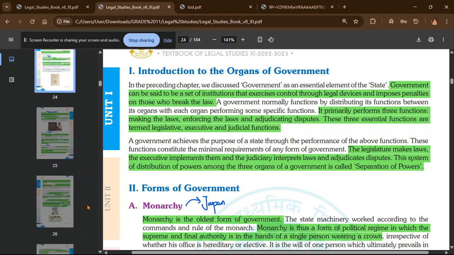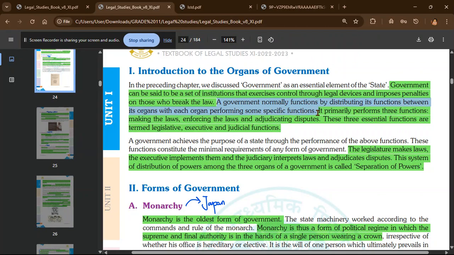So basically, your legislature makes the laws, the executive implements the laws, and the judiciary interprets the laws or adjudicates the laws. This system of distribution of power among the three organs of government is known as separation of power. Power is getting separated.